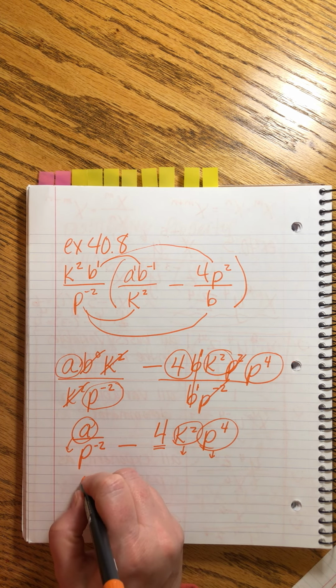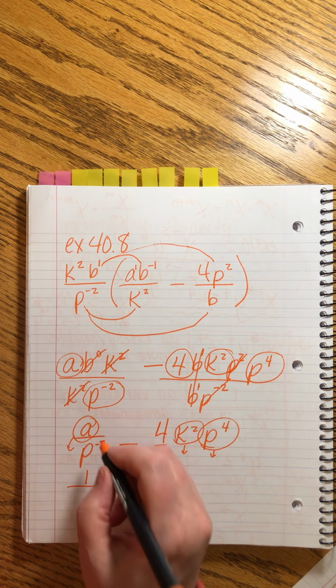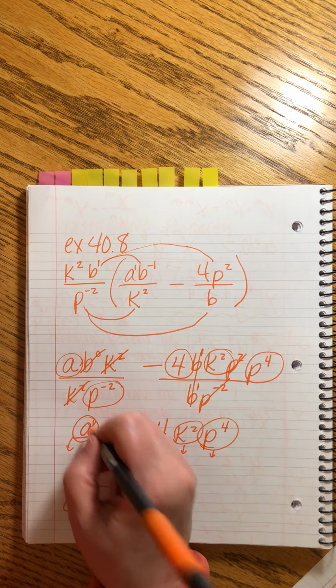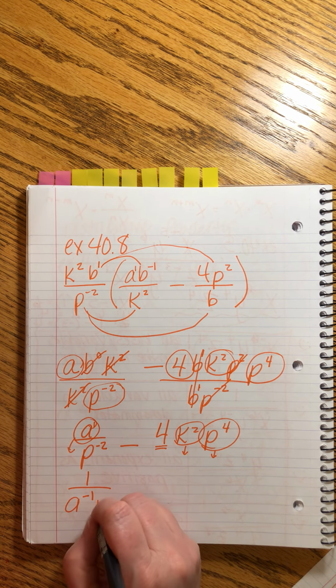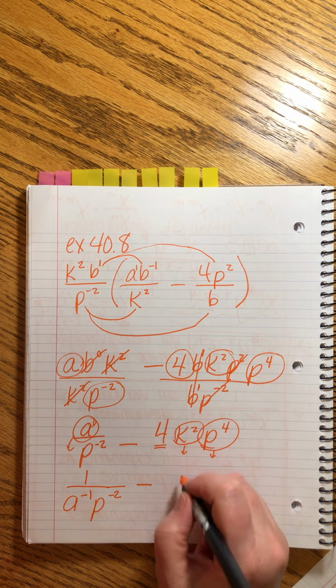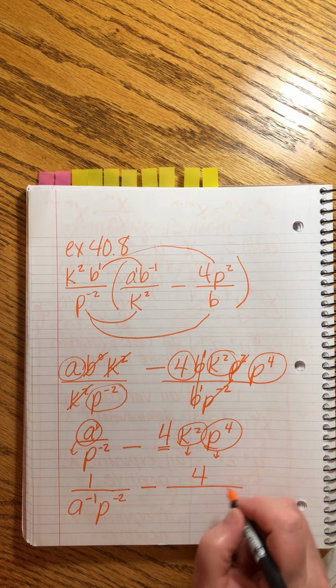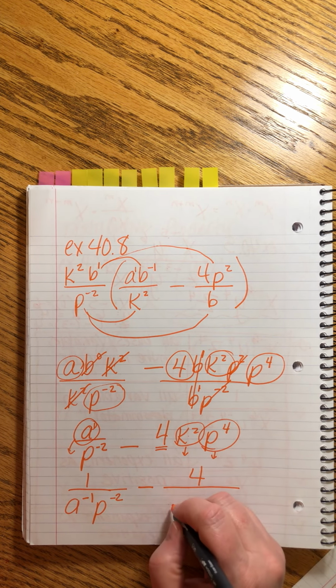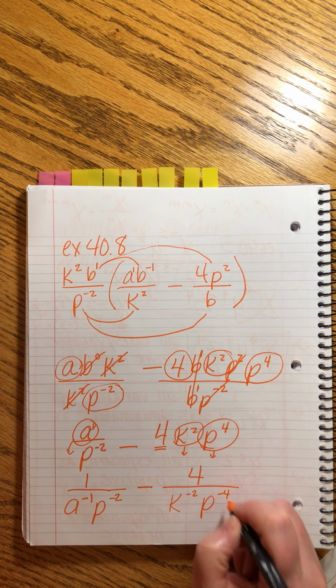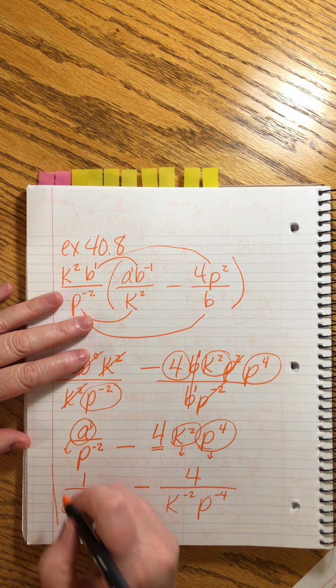So we're going to make this one 1 over. This a is going to have to become a to the minus 1, right? We need to give it the 1 so that it can pop down. P to the minus 2 minus, now the 4 will stay up, and then these guys both need to go down. K to the minus 2, P to the minus 4. And there's our right answer.